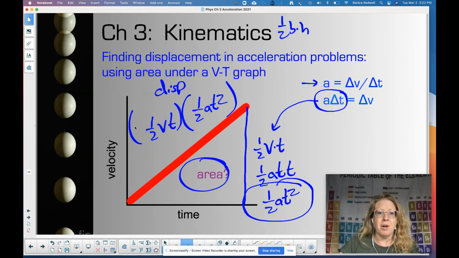Okay, I don't mean times each other. 2 different ways. One's using velocity, one's using acceleration. This one ends up being important for us.